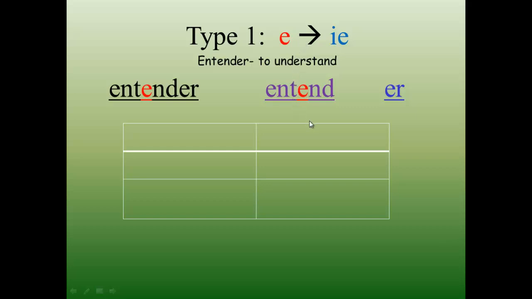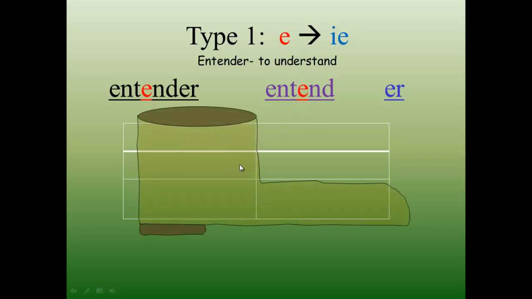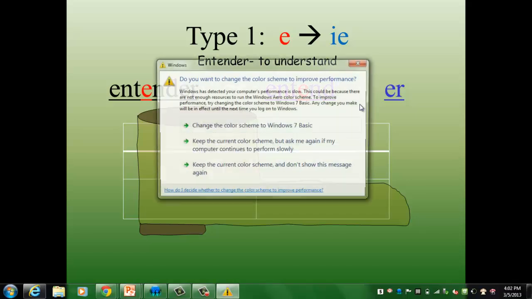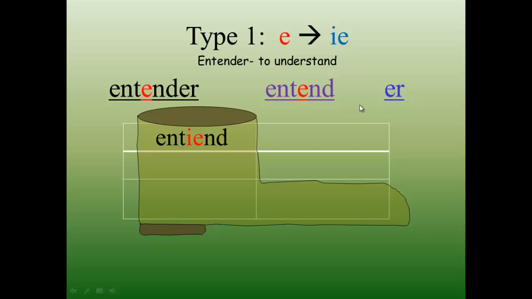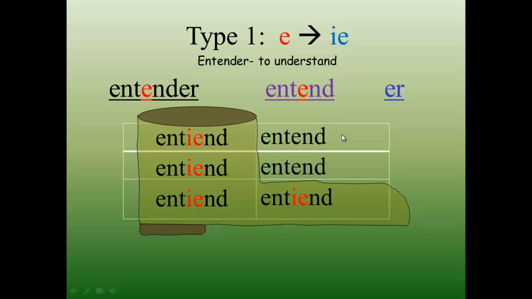Step 3 tells you to draw your boot. So on your houses sheet, I want you to outline all of the houses except the 4th and 5th house. When you do this, it kind of looks like a boot. Step 4 then says to change the E to IE in your stem. So your new stem now will be entiend, and you're going to write that inside of the boot. So you write your new stem inside of the boot. Outside of the boot, the stem stays the same, so entend.